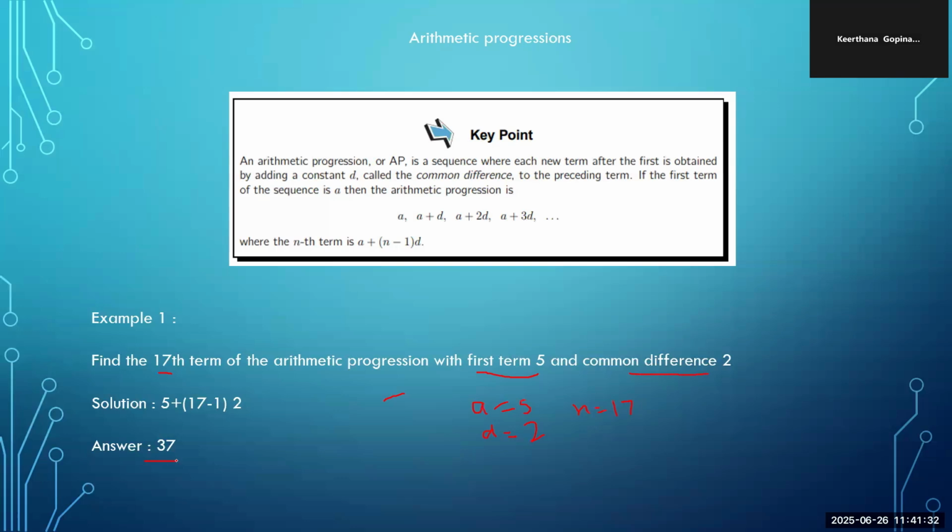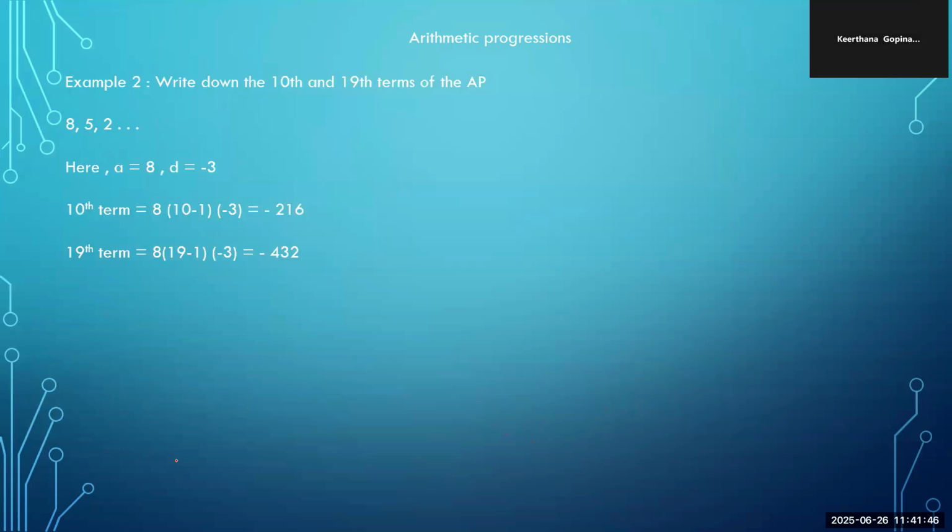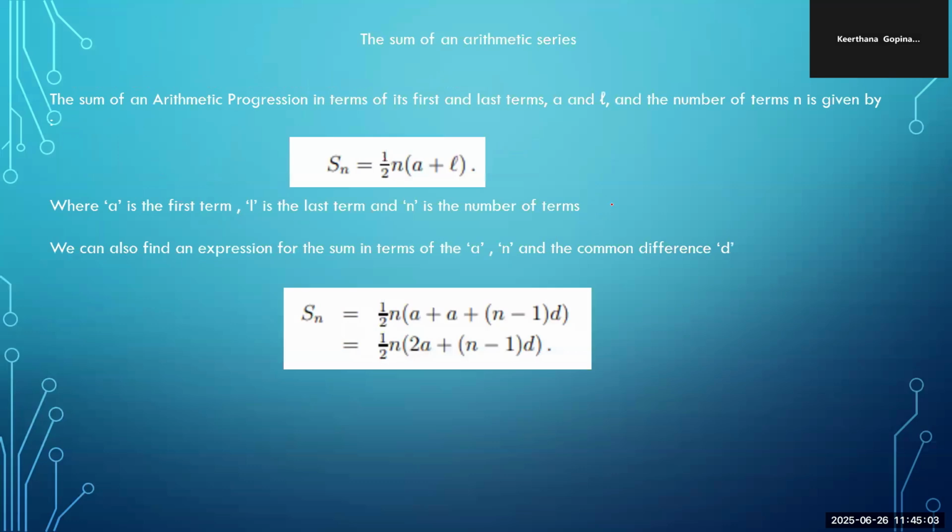Sometimes the problem may not be a series itself. They will give it to you as a problem. You must be able to identify that A is this and D, the distance, is this, and this is how I need to calculate. Simple problem. And then let's move on to sum of arithmetic series.